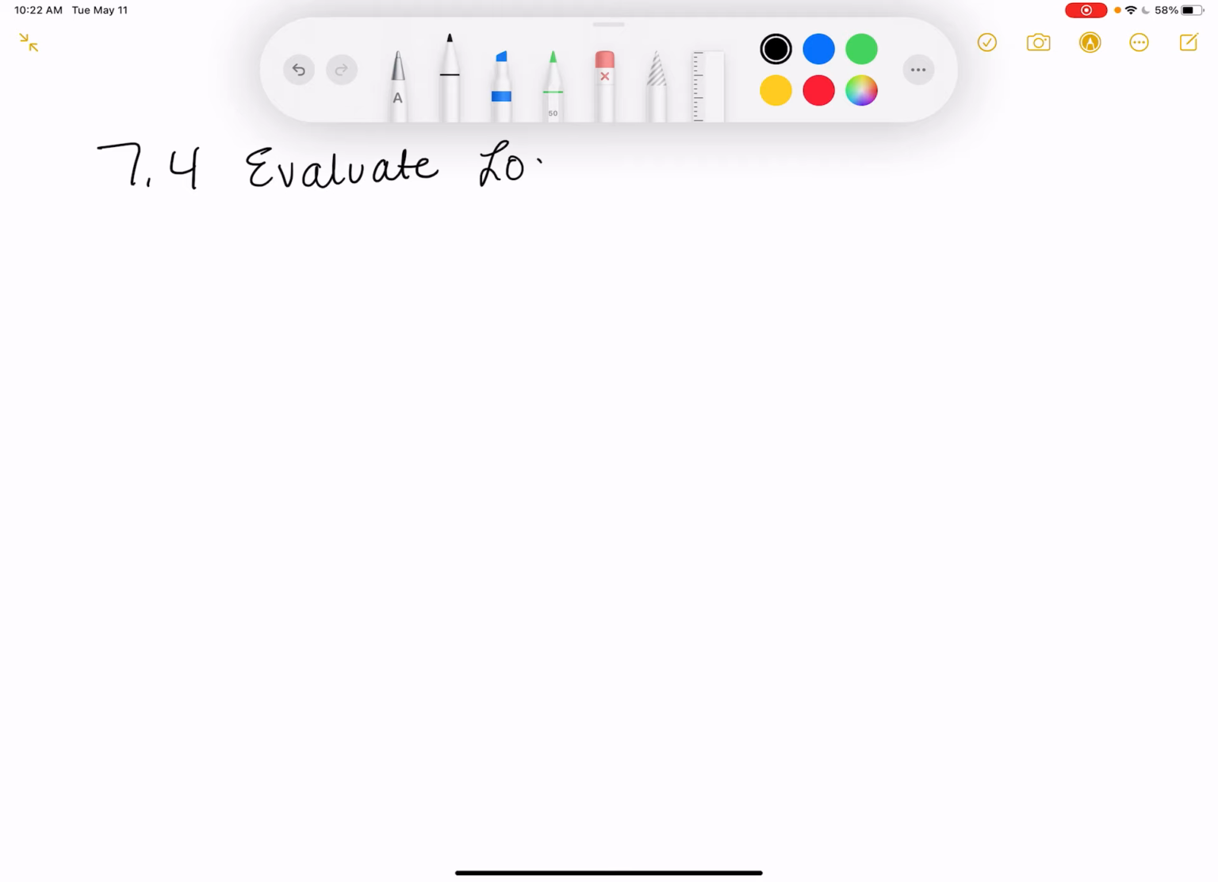Evaluate logarithms and graph logarithmic functions. Trees and math, they work. Yeah, logs. Logarithmic.